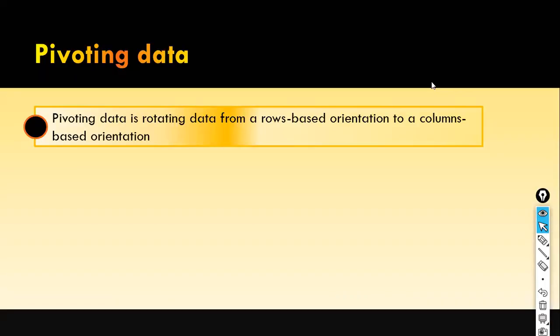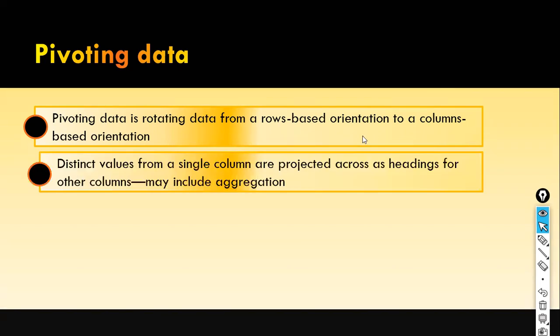In case of pivoting, we are rotating data from a row-based orientation to a column-based orientation. The distinct values from a single column are projected across as headings for other columns. It may include aggregation also. Unpivoting the data is the opposite. If you want to convert the columns to rows, that is your unpivoting.